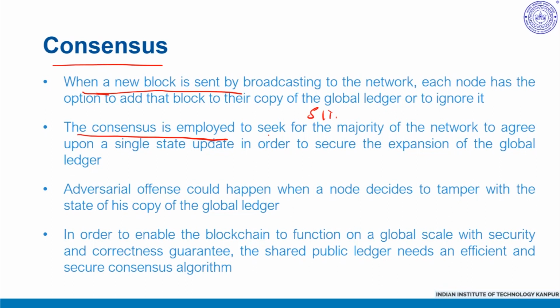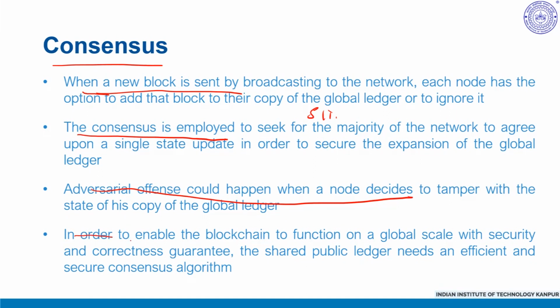Now, adversarial offenses could happen when a node decides to tamper with the state of its copy of the global ledger, or when several bodies collusively attempt such tampering. For example, if Alice was sending 10 bitcoins to Bob from her wallet, she would like to be sure that no one in the network can tamper with the transaction content and change 10 bitcoins to 100 bitcoins.